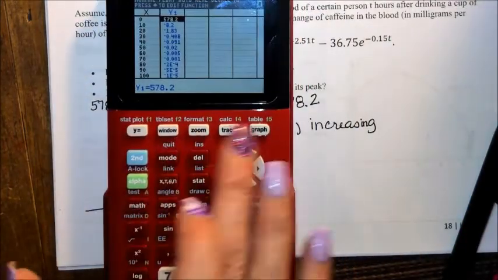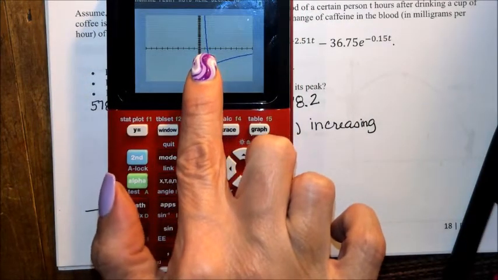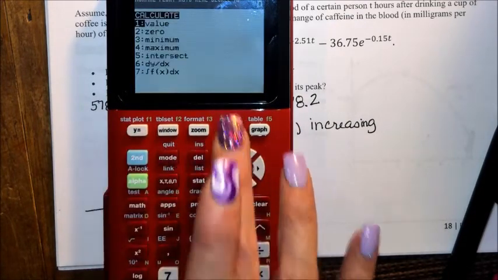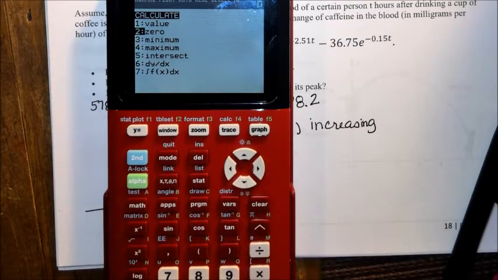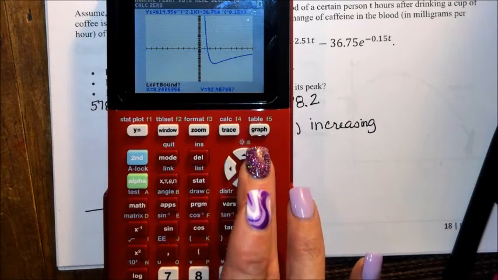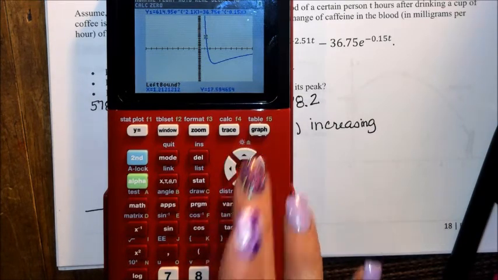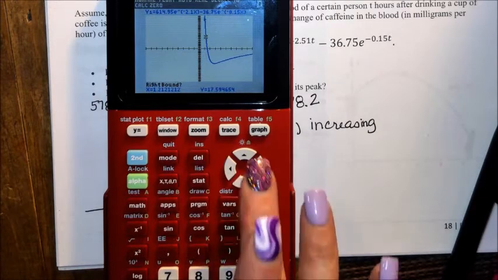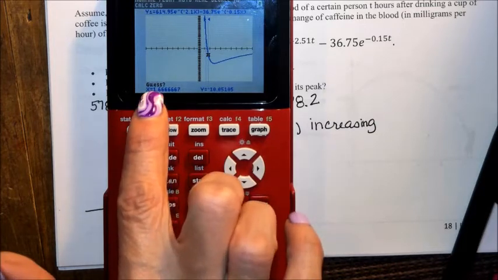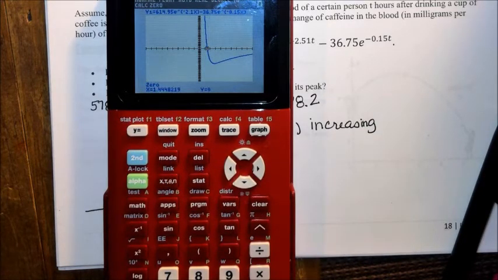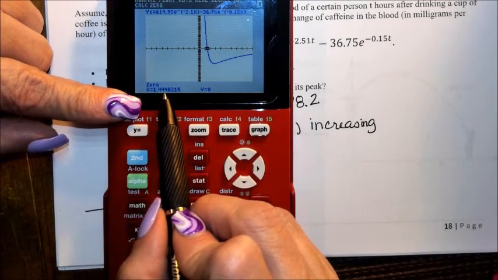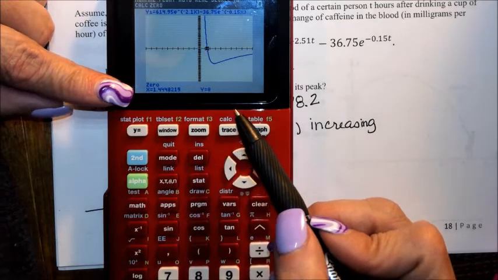So let's go back to our graph. Let's calculate the 0 or the x-intercept, whichever way you want to do it. Second, calculate. Let's calculate the 0. That's the easiest way to think of that. Let me find my... There it is. You want to go just above it and hit enter. Move down below it and hit enter. And it says guess. And I say yes. I hit enter again. There it is. The 0 is at 1.4448219. That is not what I got the first time I did this.